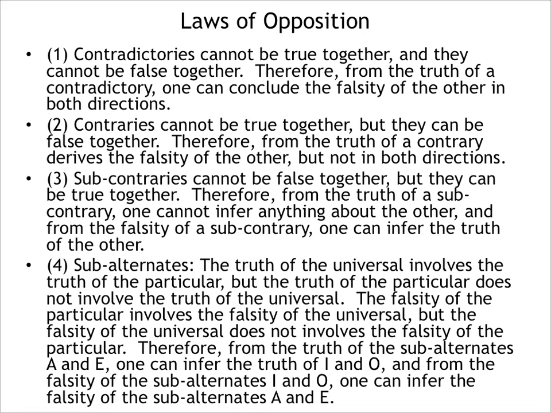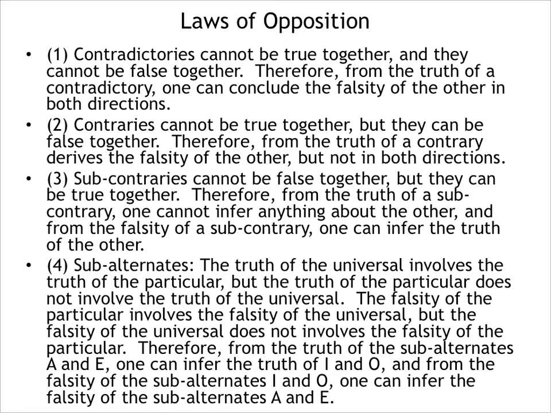Contradictories cannot both be true and they cannot both be false together. Okay. Ergo, from the truth of one contradictory, you can conclude the falsity of the other. All right. So it can't be true at the same time that all dogs are animals and some dogs are not animals. Okay. And it can't be false at the same time that all dogs are animals and some dogs are not animals. The same thing goes for E and I. Okay.